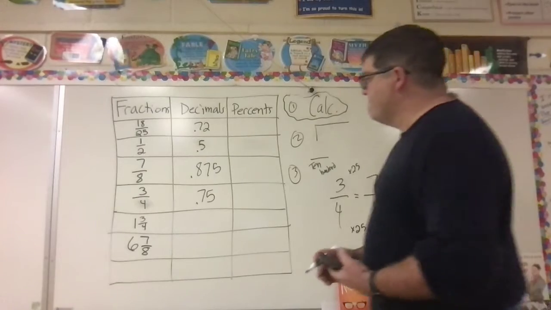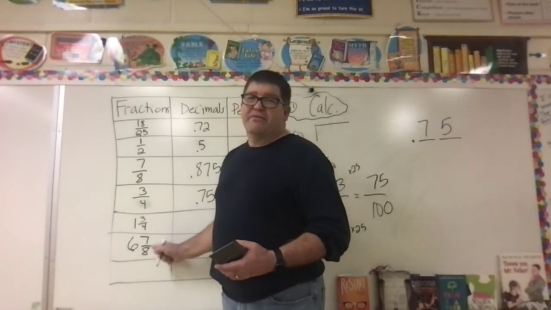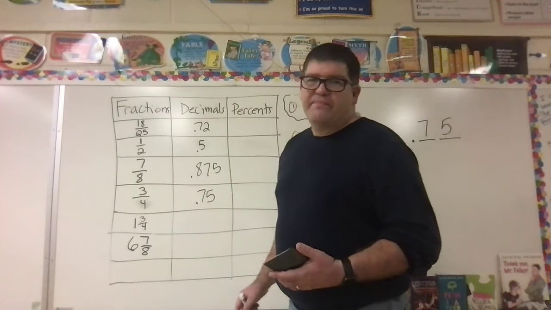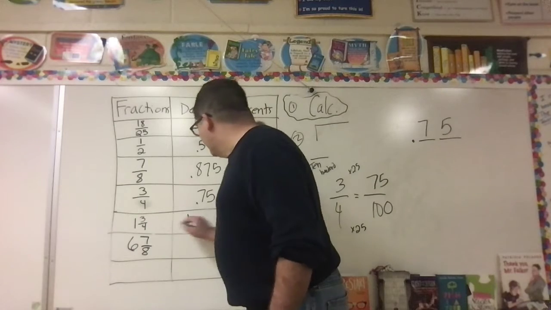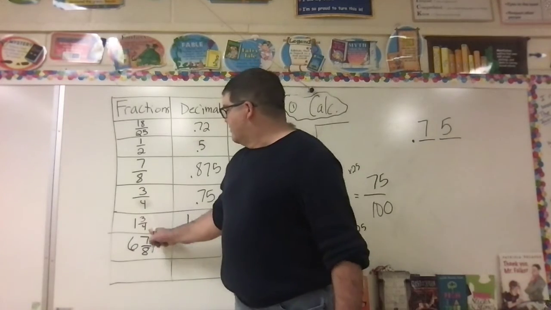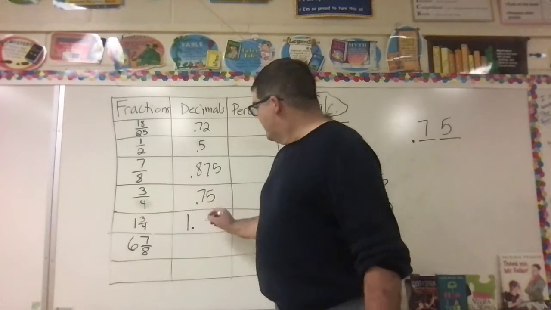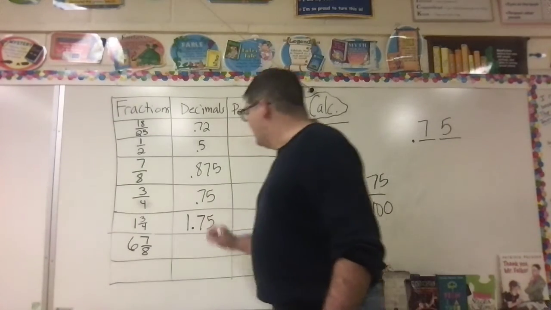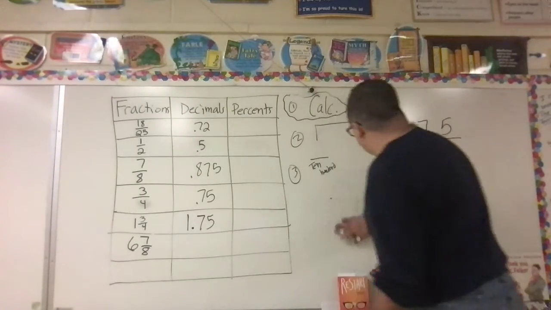Okay? Now you might have a mixed number. There's a couple different ways you can deal with the mixed number. You know that the whole number is going to be a whole number. So it's going to be 1 point. And then you just have to figure out what the 3/4 is. Well, we just did 3/4 here. So it's 1.75.